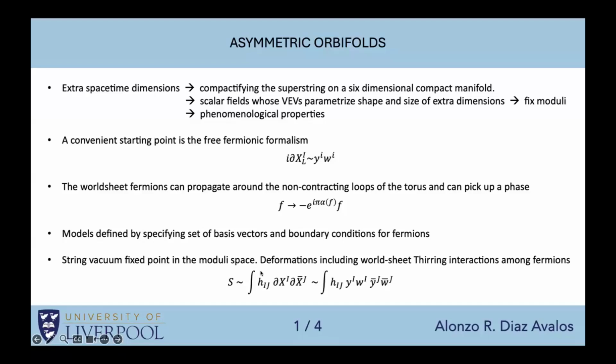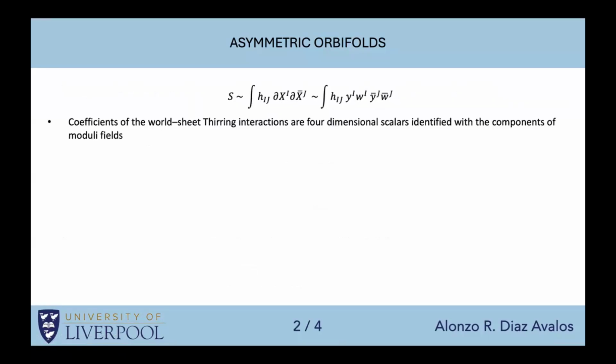But the deformation from the free fermionic point, so the deformation of the radii of the tori, is allowed by including the interaction terms, which is this term in the Lagrangian, which is basically this H_ij times the U(1) left current times the U(1) right current. And in particular, this H_ij corresponds to four-dimensional scalar fields, or a combination of these, which correspond to the moduli fields of the compact space.